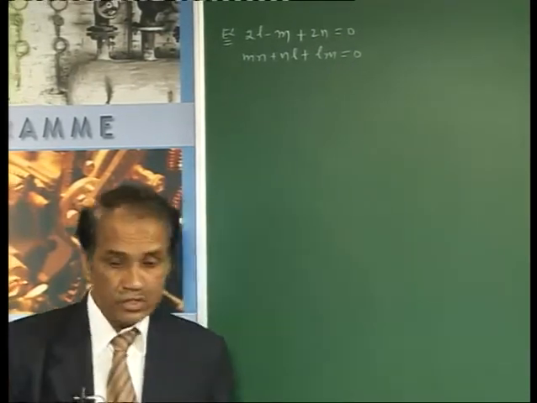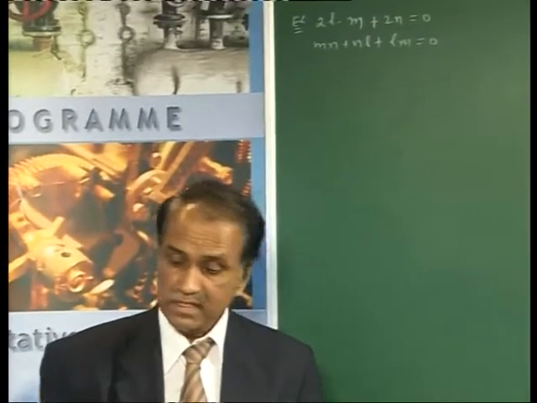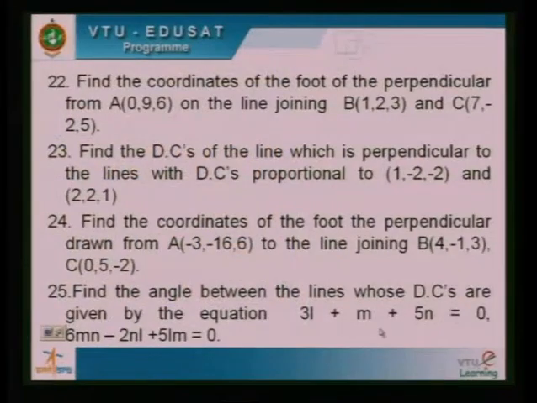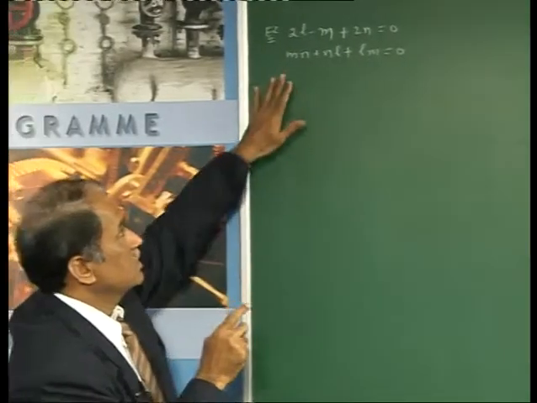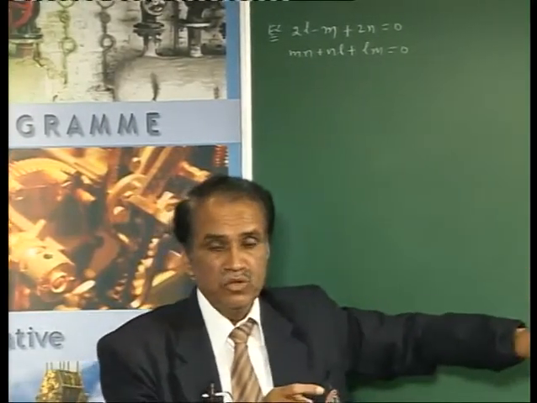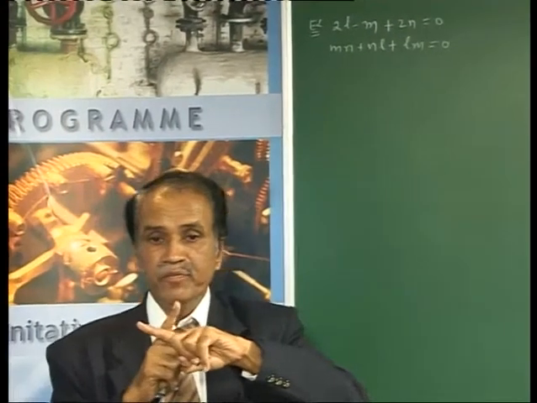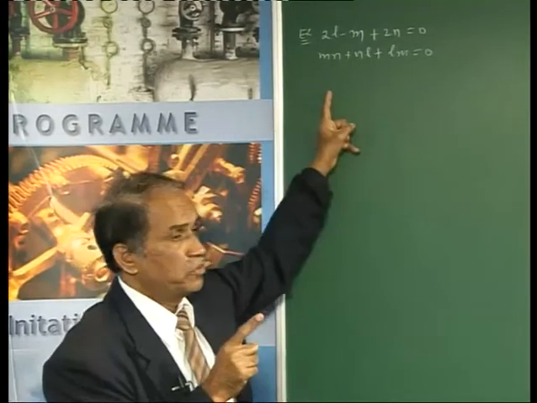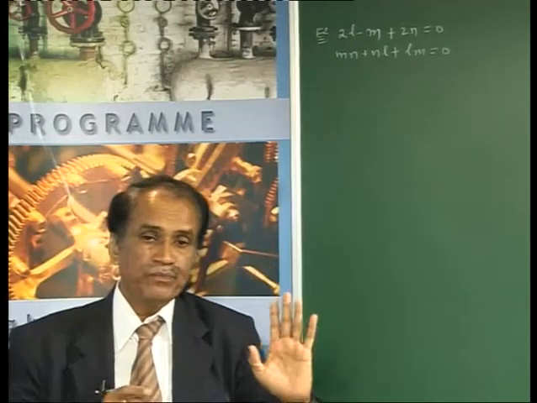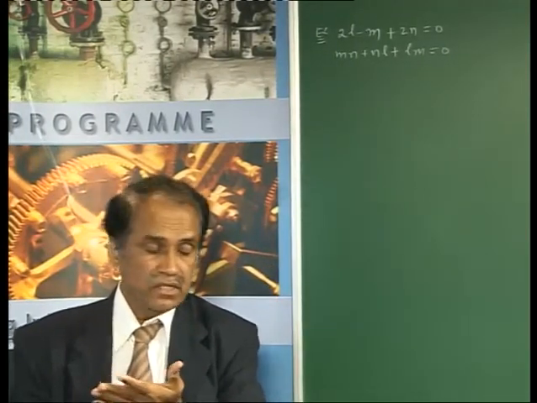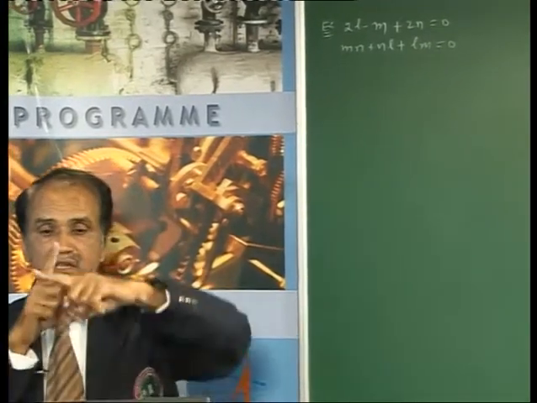The statement is, show that the pair of lines whose DCs are given by the relations, where L, M, N are given in terms of the equations, are said to be perpendicular. From these two equations there is no physical appearance, but still we have to prove theoretically on the board without showing any geometrical diagram what is the condition when direction cosines are given in the form of equations, when those two lines represented by these relations are said to be perpendicular.